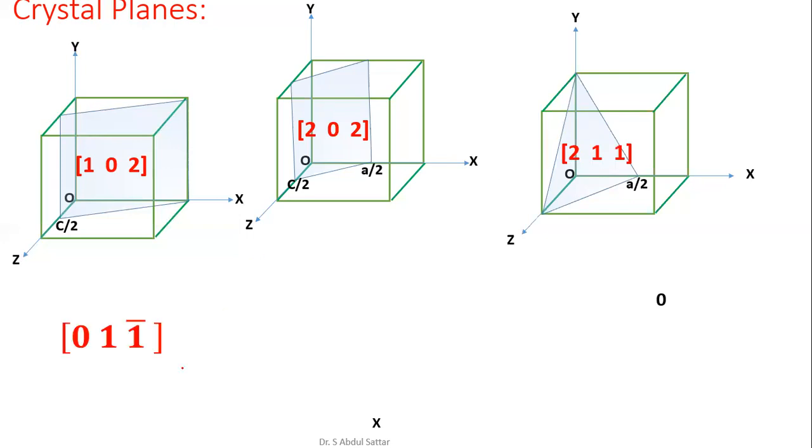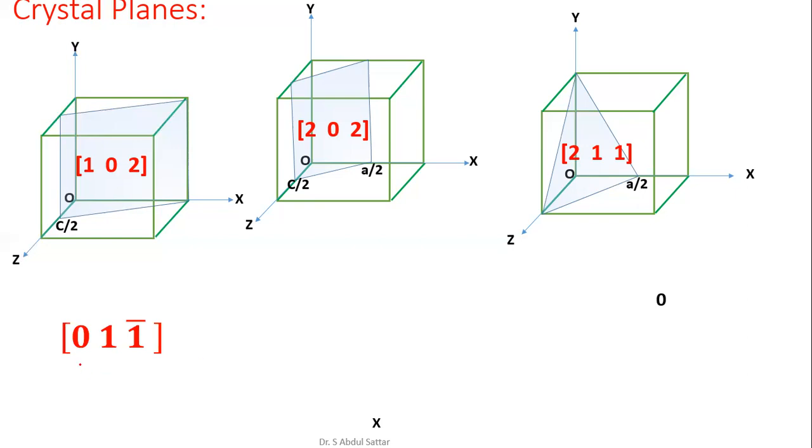Suppose they ask you to draw a plane. Generally, we will not give a plane and ask for the Miller indices. We will give the Miller indices and ask you to draw the crystal plane. So now here the Miller indices are given as (0 1 1 bar), and we ask you to draw the crystal plane.